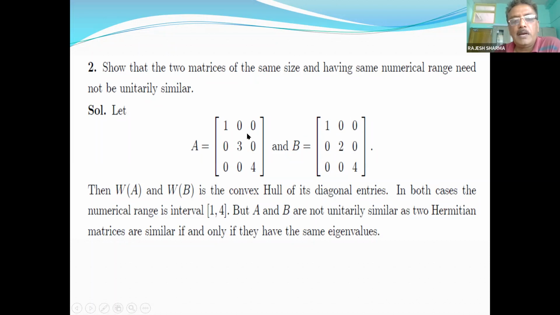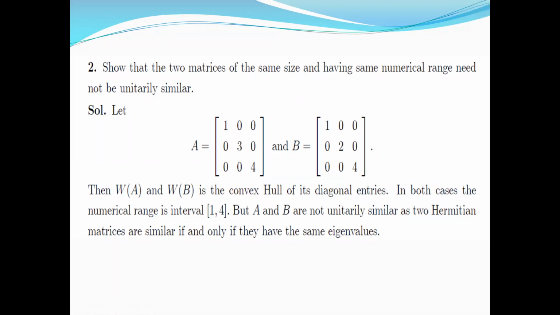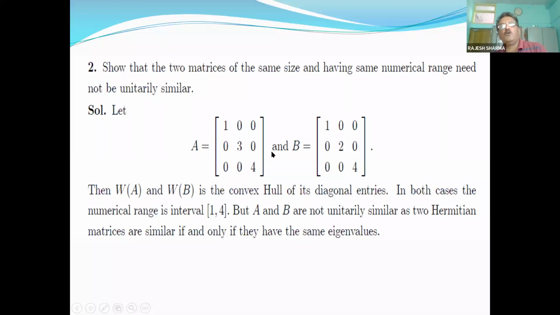But are they similar? Are A and B similar matrices or not? No, because they don't have the same eigenvalues. So they are not similar, and hence they are not unitarily similar also. Clear, numerical ranges are the same, but they are not unitarily similar. So two matrices of the same size and having the same numerical range need not be unitarily similar, and this is true when n is greater than or equal to 3.